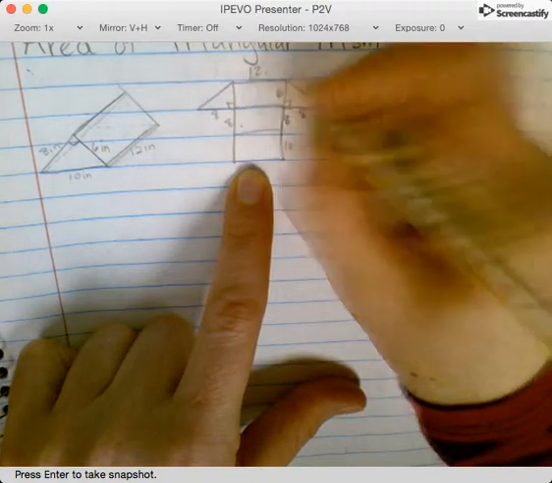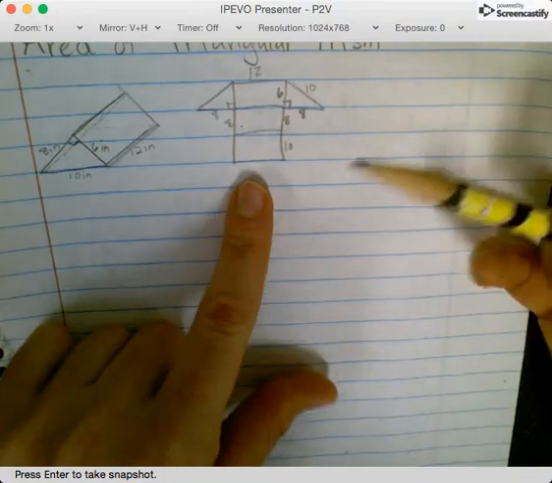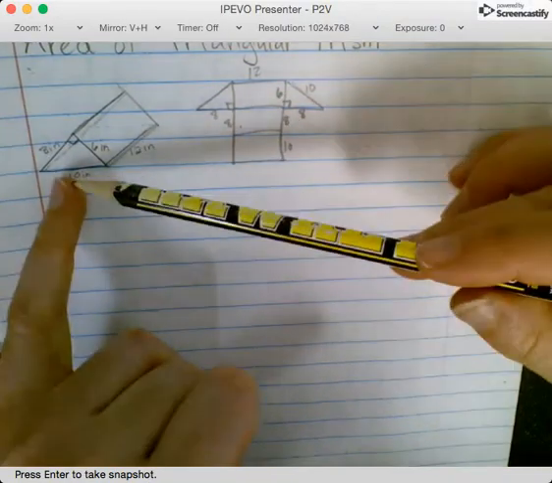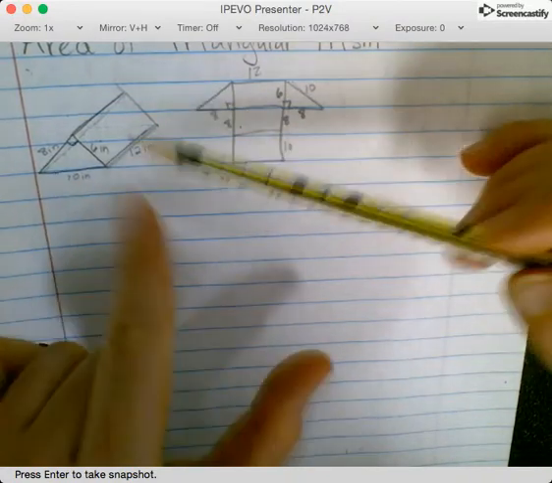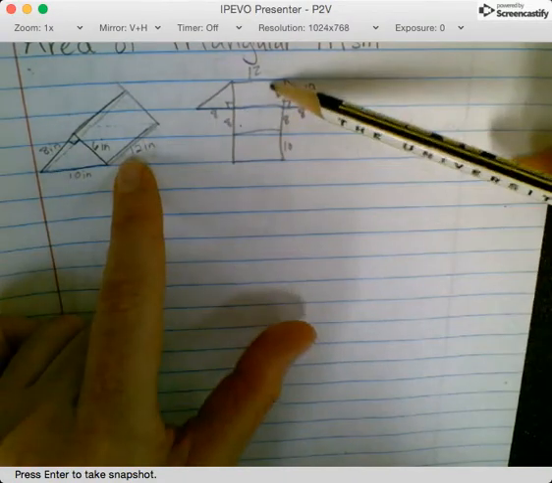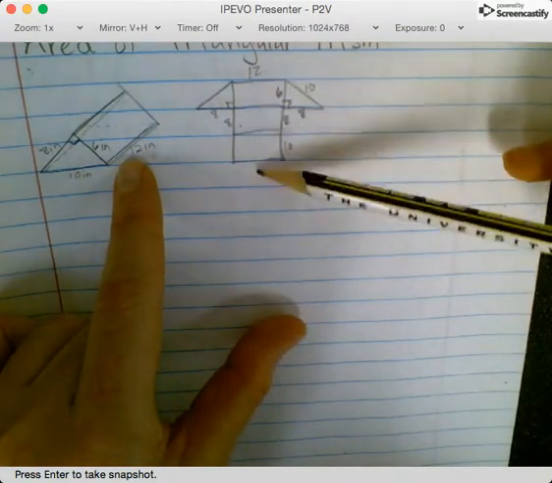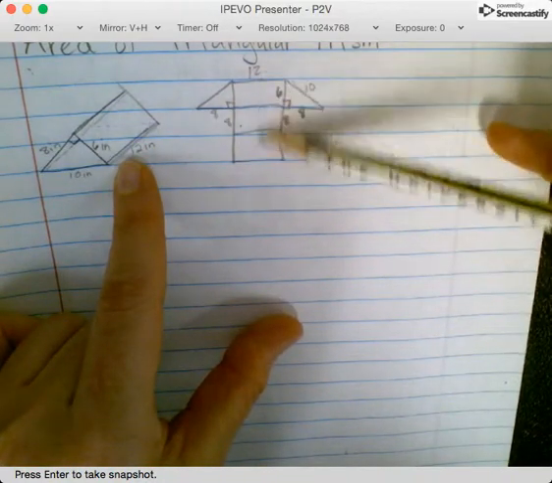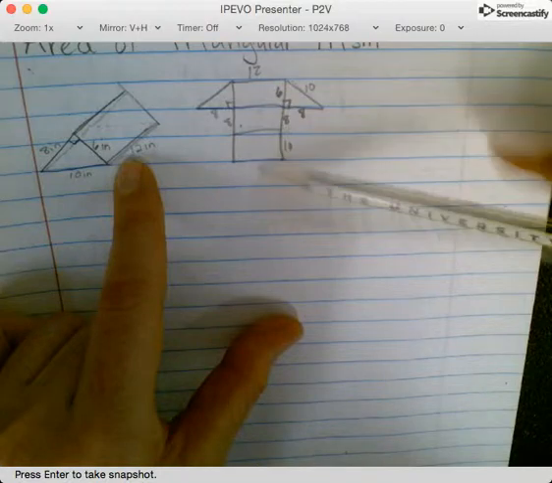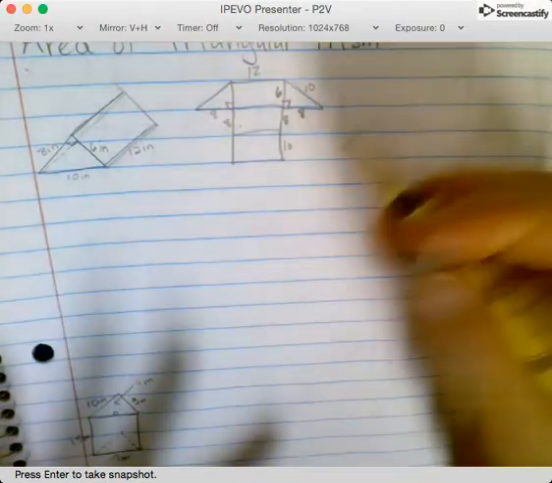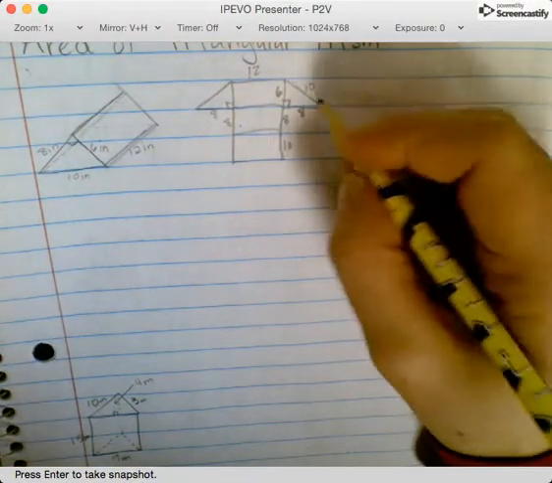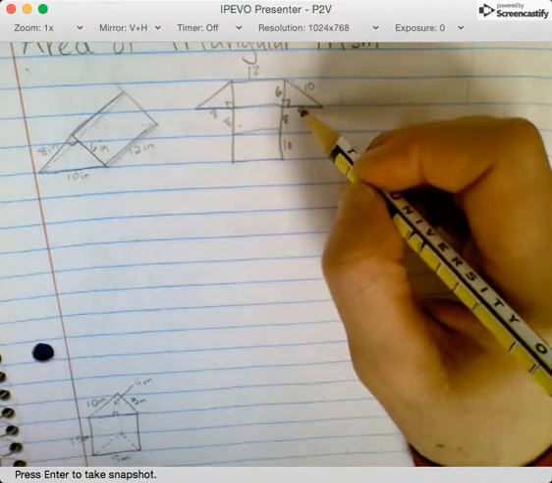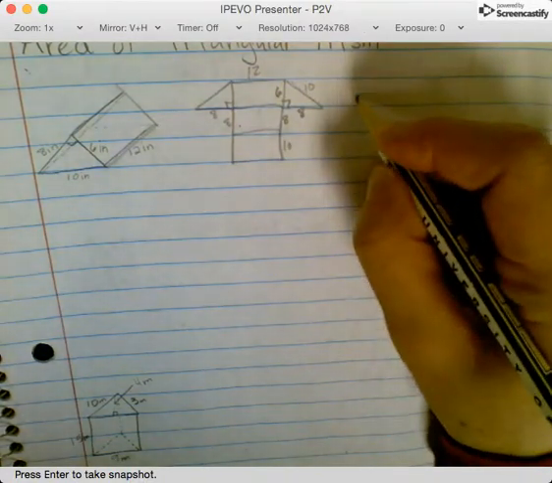Now, on the video with the box, I said it didn't matter, but on the triangle, it does matter. So if it's on the side of the rectangle, it has to be on the side of all of these rectangles, okay? The one that's over here goes with all 3 of these, okay? So moving on, let's do the area of the triangle first.